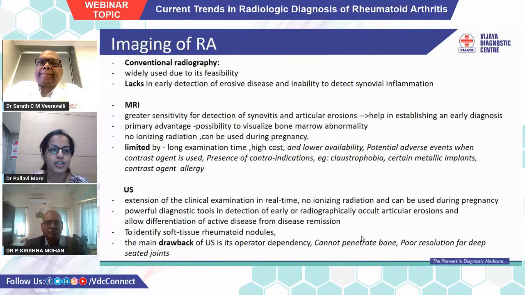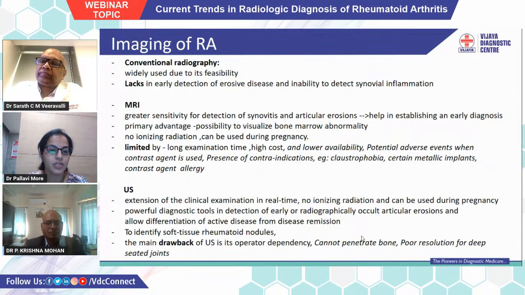While imaging of rheumatoid arthritis, because of the feasibility of conventional radiology, it is widely used, but it lacks early detection of erosive disease and is unable to detect synovial inflammation. MRI has greater sensitivity for detection of synovitis and articular erosions, which helps in establishing early diagnosis. The primary advantage is its ability to visualize bone marrow abnormality.